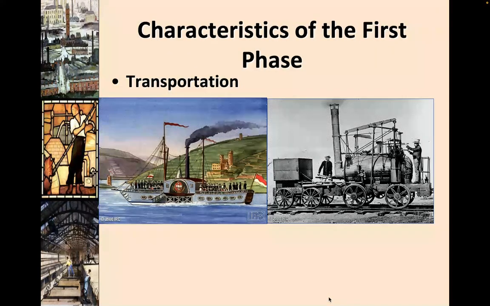So when we begin to talk about some of the technology during this age, first of all, this is when we see massive advances in transportation. On the left, we see the steamboat, and on the right, we see the first railroad, which is known as the Rocket, which went a grand total of 15 miles an hour. But these two things are going to drastically change everything about industrialization.